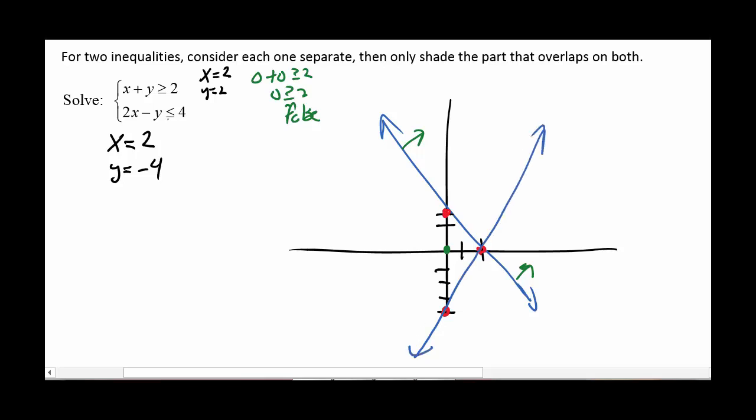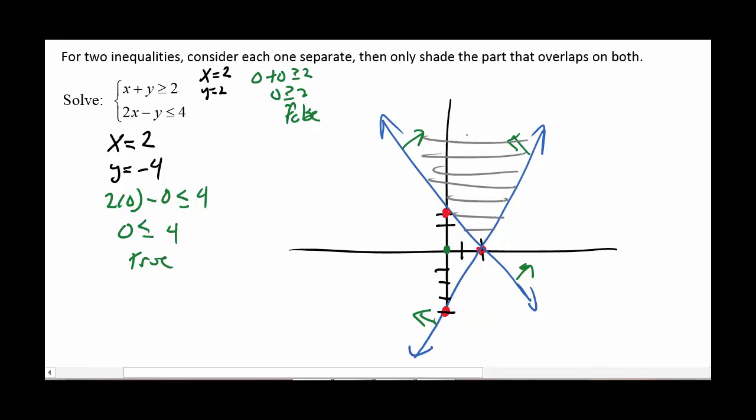And let's try the origin again. So 2 times 0 minus 0. And that time I get 0 is less than or equal to 4. So I actually get a true statement, which means it is shading towards the origin. So it's going to shade above that particular line. So then I want to look at where do the two places overlap. So I can see very quickly that it's in between. It's the top part of our x, I guess. And so that shaded part would be the solution to that particular system.